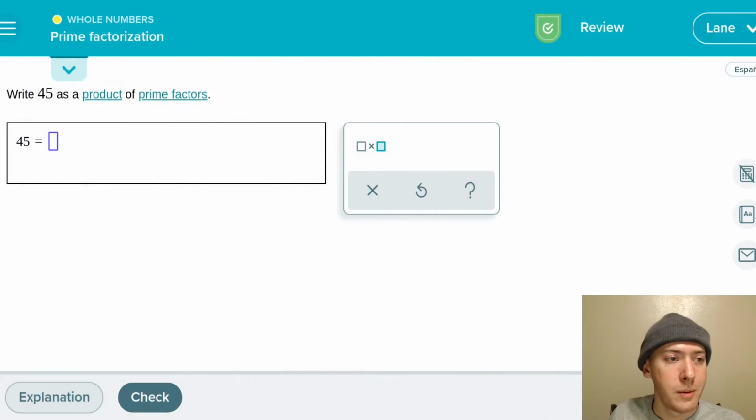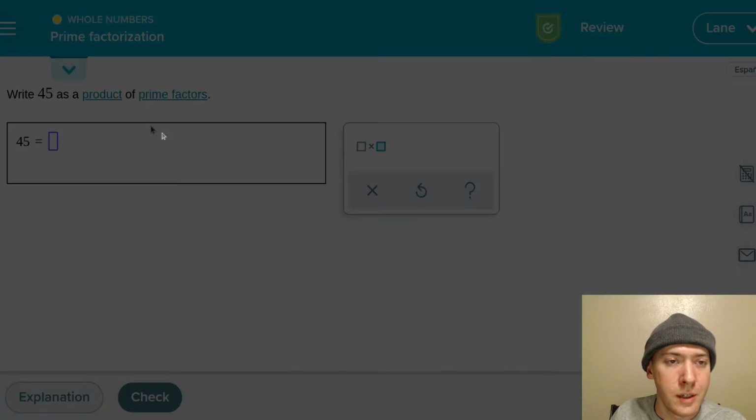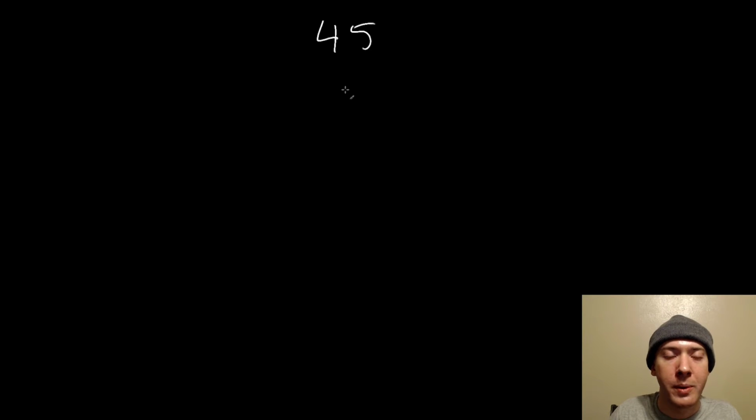I'd like to talk to you about prime factorization. Problems that look like this. This one says write 45 as a product of prime factors. The way that we should work this out is we should make a tree. Start with 45 on the top and make some branches coming off of it.